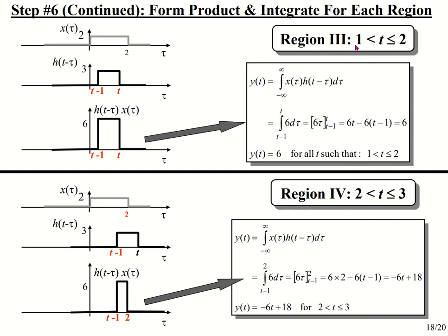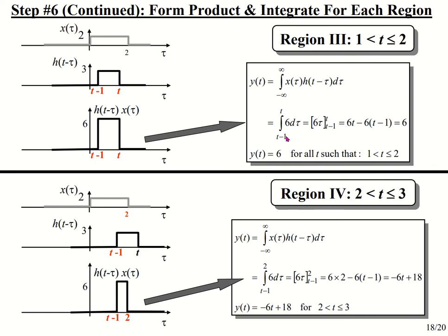So the third situation was when t was lying between 1 and 2. In that case, we had a maximum overlap that could occur between these two signals. So if we now talk about the time from t minus 1 to t, which is what we get for h(t minus tau). So this is h(t minus tau), and this is the time t, the point t, and this is t minus 1.